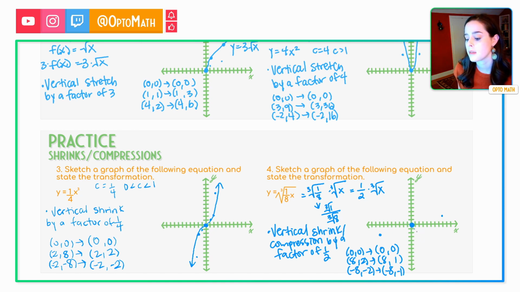0, 0 stays the same. Now we have 8, 1 instead of 2. It's gone half the way down from our y. It was at 2, now it's at 1. You can tell it pretty easily by looking at the graph as well. And then negative 8, negative 1. So here's our new transformed graph. Something like this. It's not perfect, but this is a little bit more straight here. Let's redraw it. Here we go.